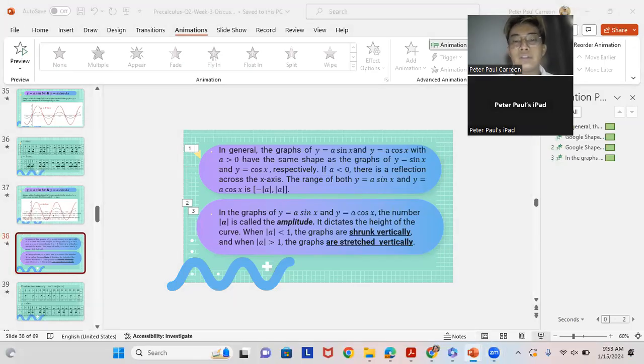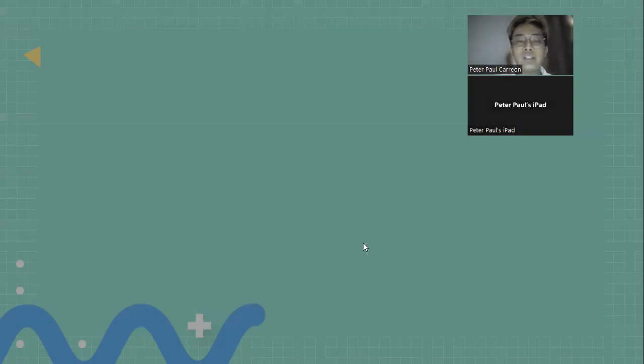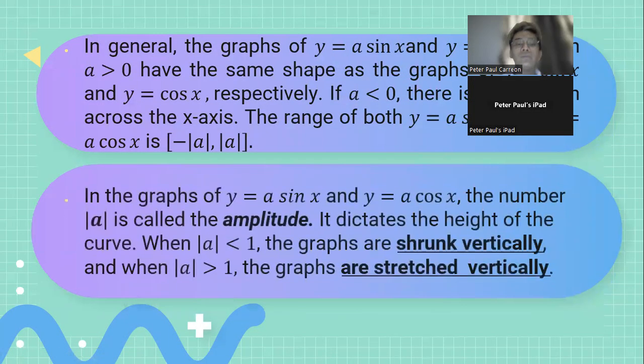So, ulitin natin. When your A is less than 1, ibig sabihin, mag-shrink vertically yung ating graph. No? Actually, between 0 and 1 yan. Pag naman greater than 1 siya, mag-stretch naman vertically yung ating graph. That is the effect of our amplitude A. So regardless of the sign, whether positive or negative yan, kasi it's just a mere reflection of the graph, kinukuha lang natin yung absolute value ng A. Whether negative or positive man yan, the amplitude will still have an effect on the graph.